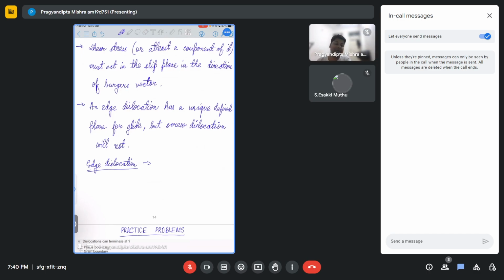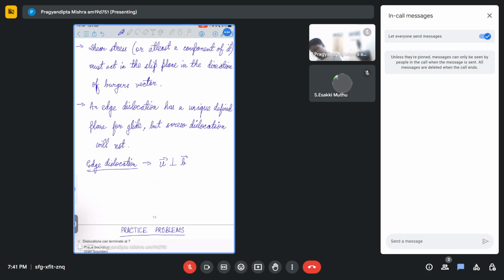Your Burgers vector is perpendicular to your slip direction. Your dislocation line and Burgers vector are perpendicular. Let me just write perpendicular. So, because they're perpendicular, they will be uniquely defined. There will be a particular direction in which this can glide. Essentially, glide should happen perpendicular to the dislocation line, so glide can only happen along the Burgers vector. That is why it is uniquely defined.